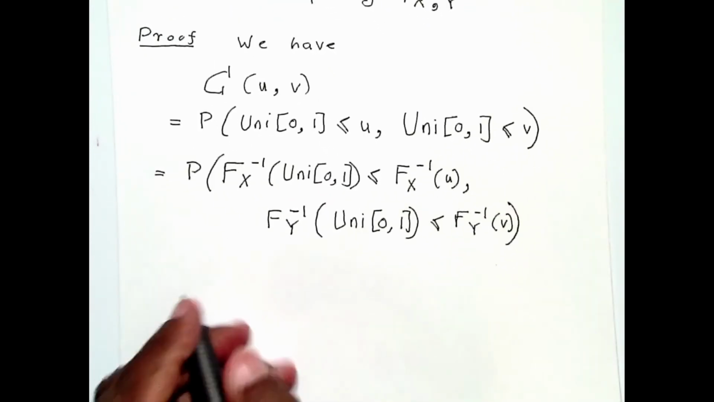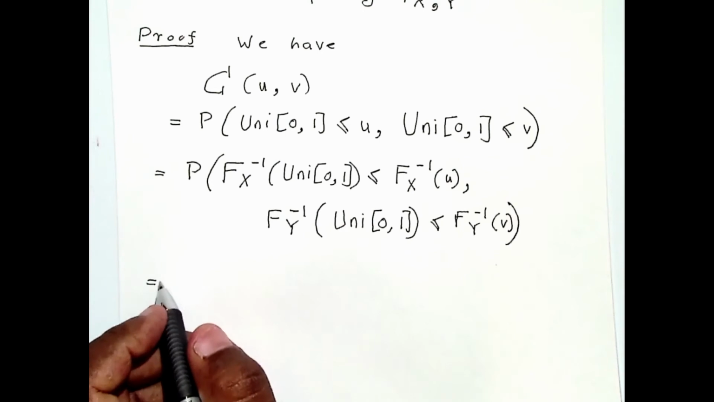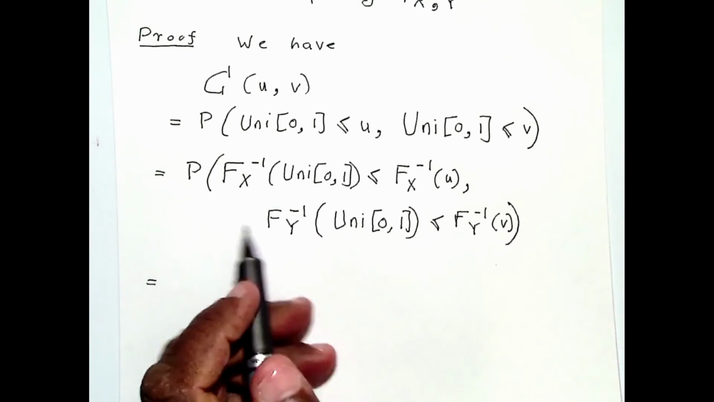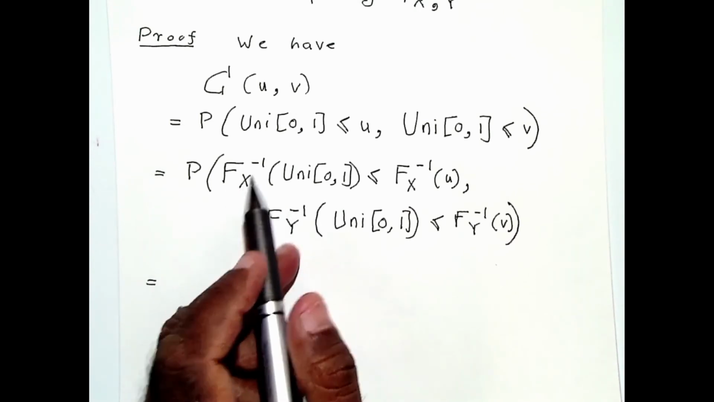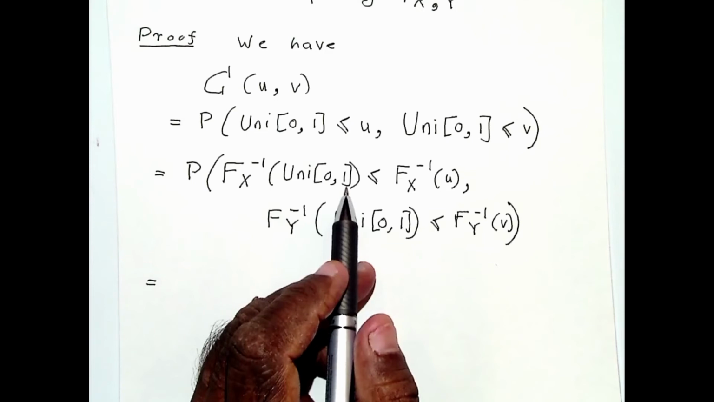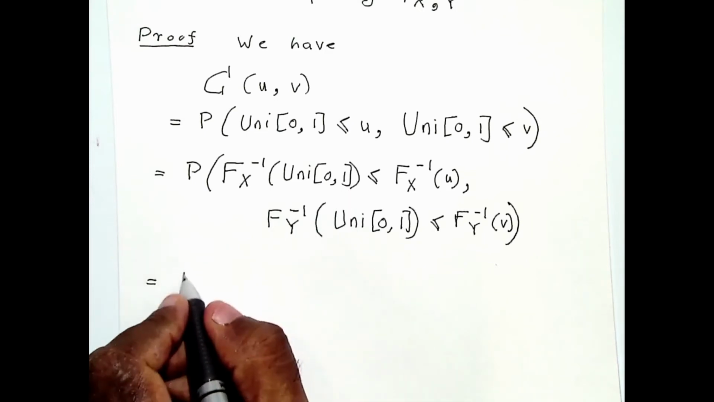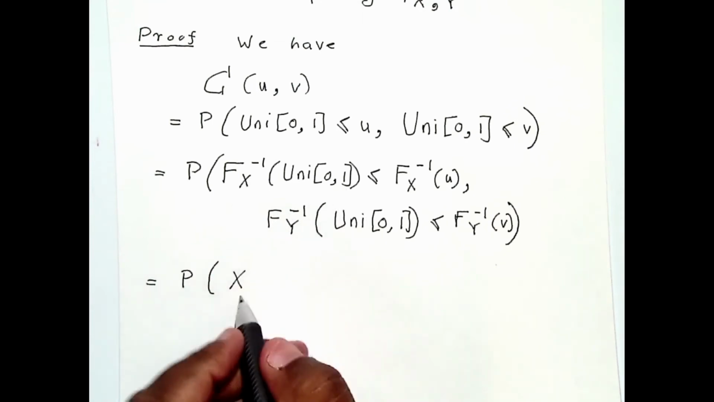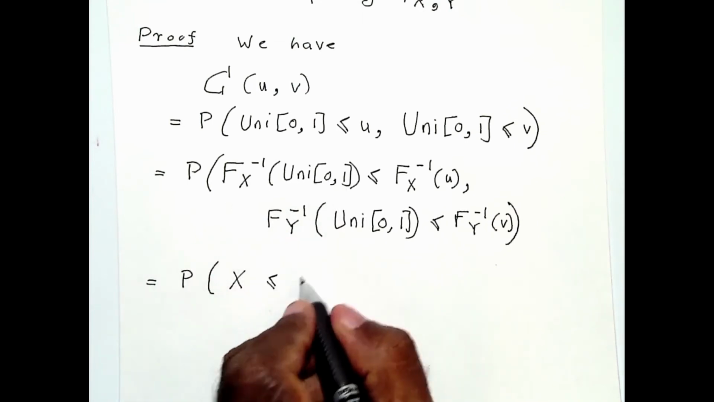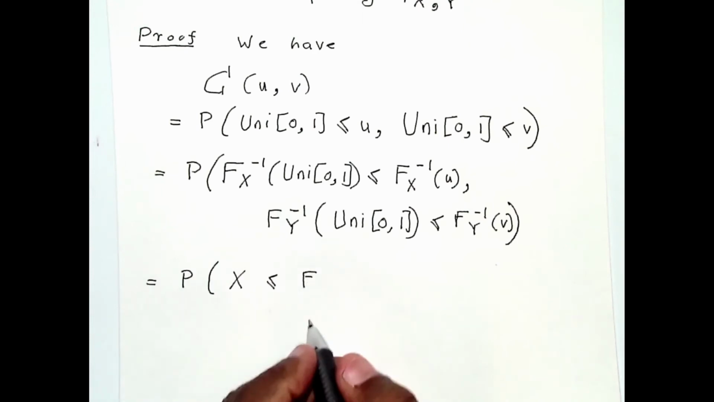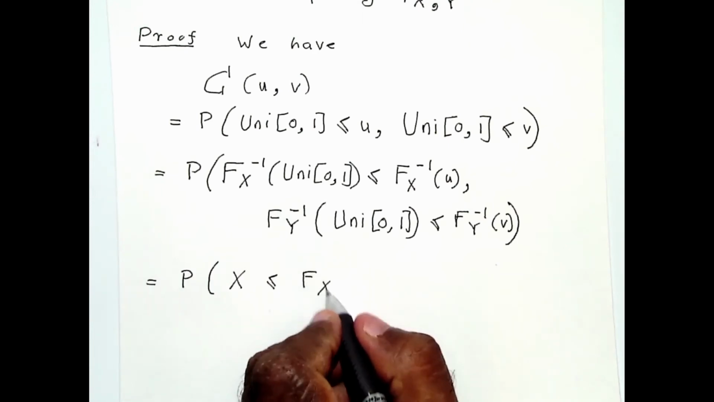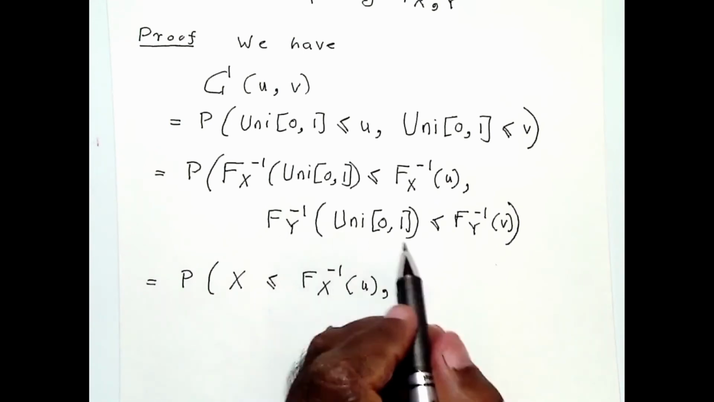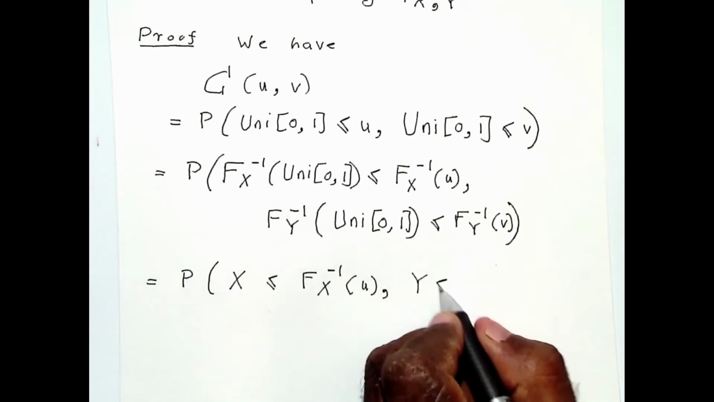Now, in the next step, I'm going to use a different version of the probability integral transform, which says that if you take the F_X inverse of a uniform random variable, what you get is the random variable X. So this becomes X, because of exactly the same result I used earlier, the probability integral transform. And similarly, this becomes Y.